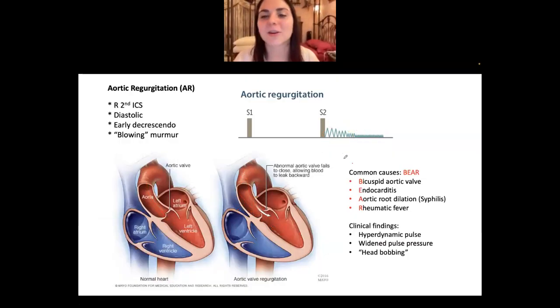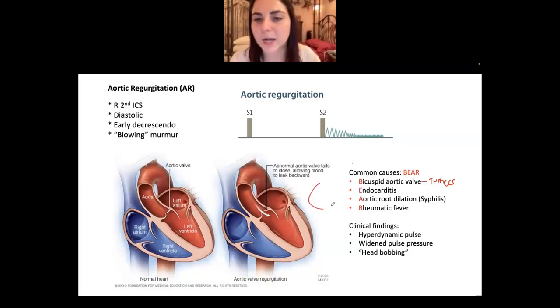Your mnemonic for common causes for aortic regurg is your BEAR mnemonic. So BEAR is bicuspid aortic valve. This is super common in Turner syndrome. You probably are even getting questions on that. Yeah, bicuspid aortic valve is super, super, super common in Turner's.